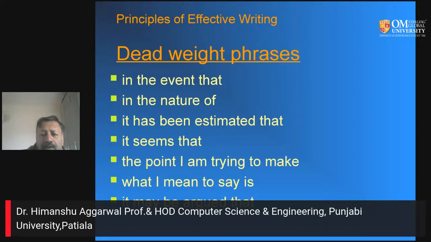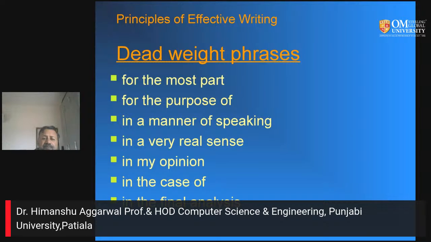Dead weight phrases that we often write during our writings: in the event that, in the nature of, it has been estimated that, it seems that, the point I am trying to make, what I mean to say, it may be argued that. These are some deadweight phrases we commonly use in our research writings that do not carry anything meaningful. Next, please. Also, there are a few more dead word phrases: for the most part, for the purpose of, in a manner of speaking, in a very real sense, in my opinion, in the case of, in the final analysis. These are some dead weight phrases we commonly write. Next, please.